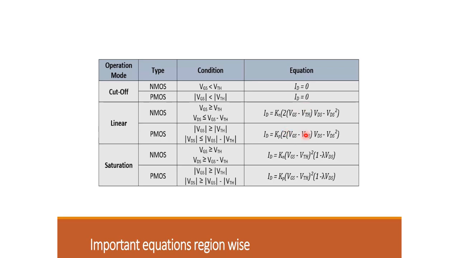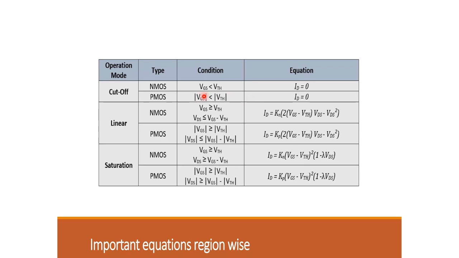And the equation for the saturation region, considering the channel length modulation, we get for the NMOS this way. Similar for the PMOS, the only thing is that for the PMOS, the gate voltage should be in negative form. So if the absolute value of the gate voltage is less than the absolute value of the threshold voltage, both being negative, then ID equals 0.